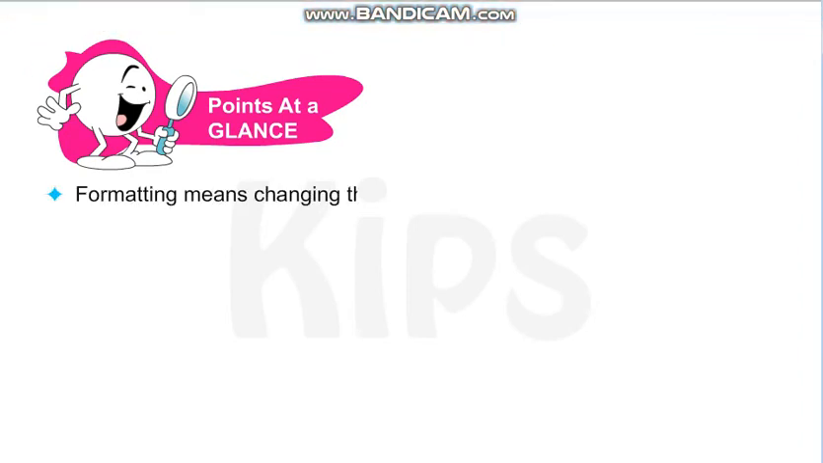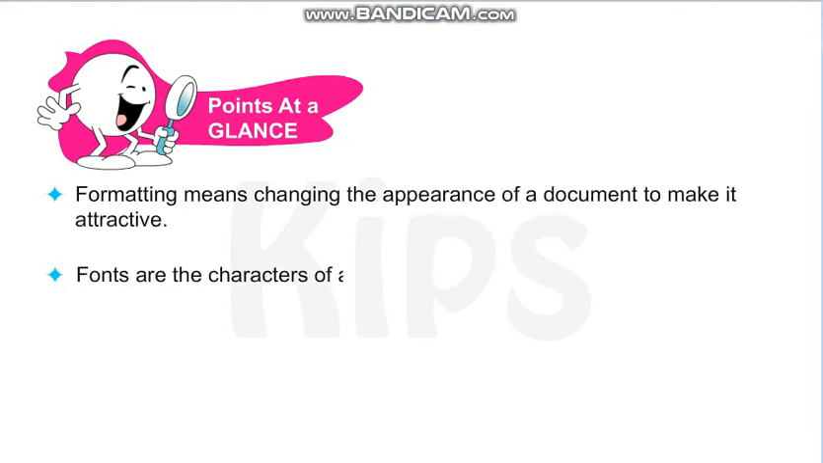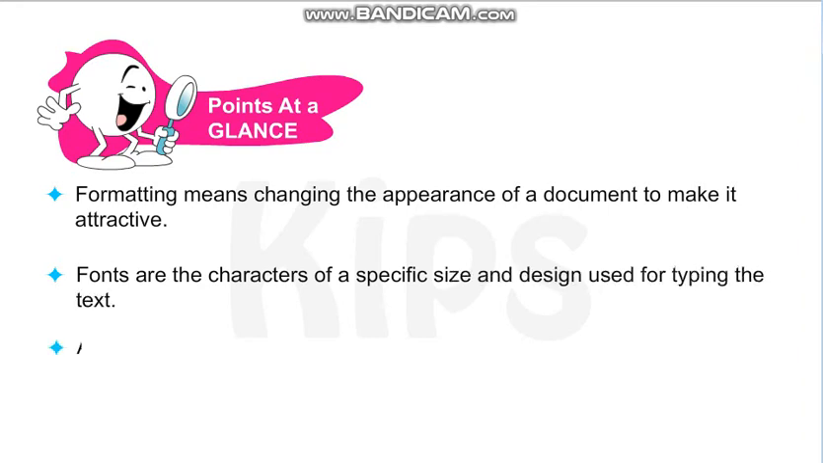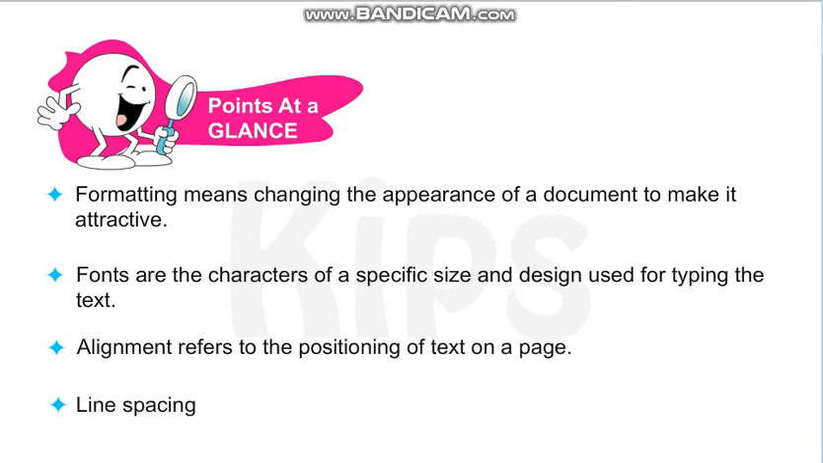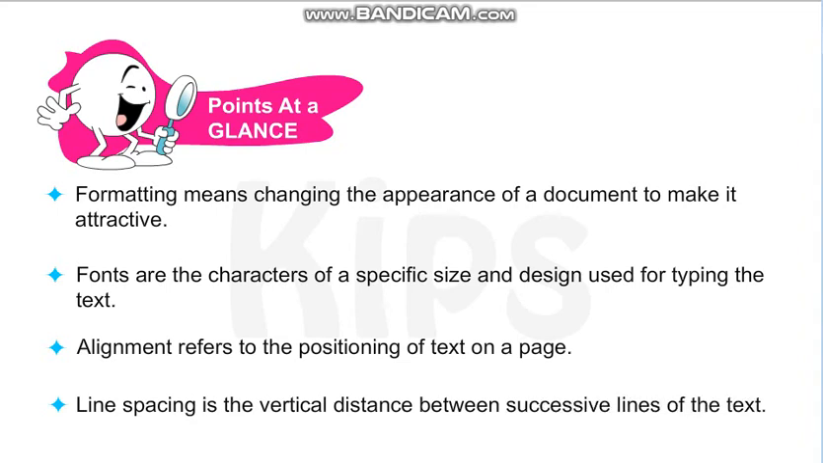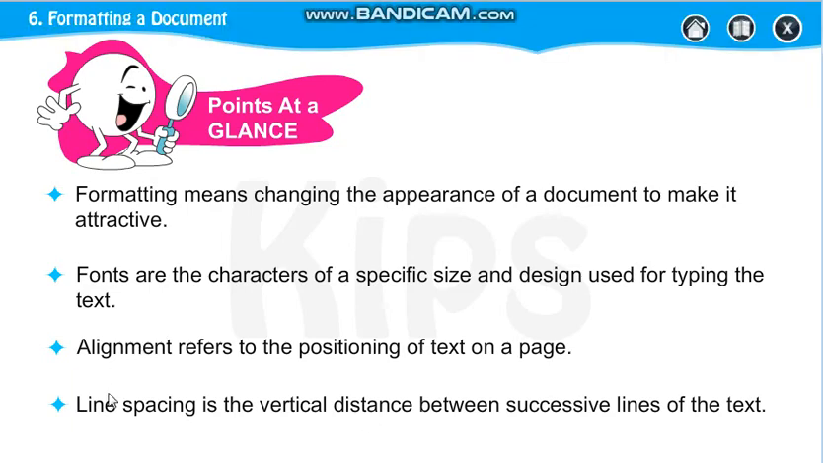So what we have learned: formatting means changing the appearance of a document to make it attractive. Fonts are characters of a special size and design used for typing text. Alignment refers to the positioning of text on the page. Line spacing is the vertical distance between successive lines of text. This is your vertical distance. Like this is the first line and this is your next line. So this distance, the vertical distance, is your line spacing.